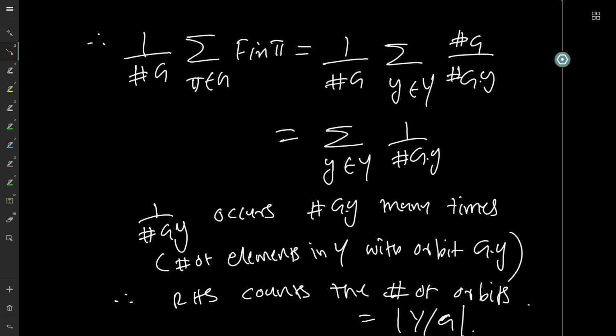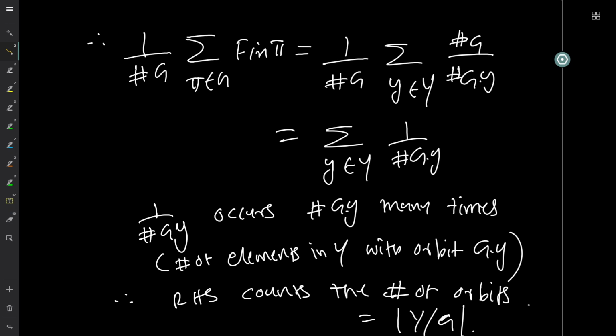Now how many times does this particular term occur in this sum? For every element in the orbit of y, the corresponding term will be 1 by cardinality of G y, because elements in the orbit stay together. Under the action of the group, the elements in that orbit are taken to the other elements in the same orbit. It doesn't go out of it.